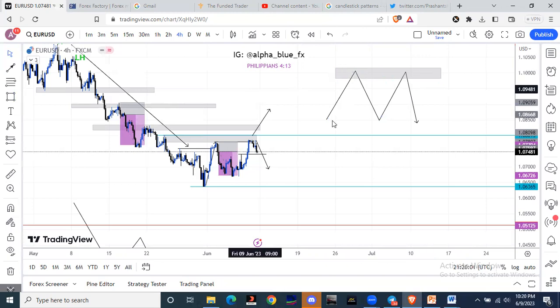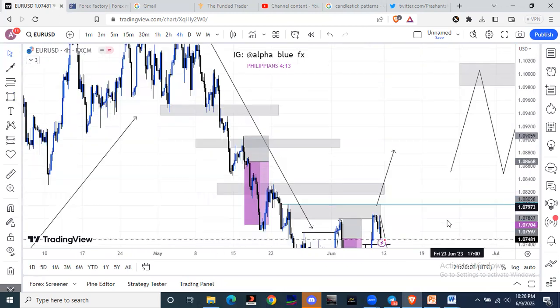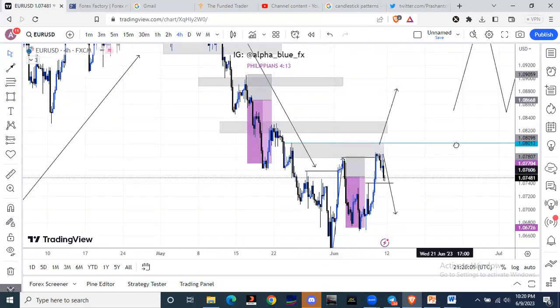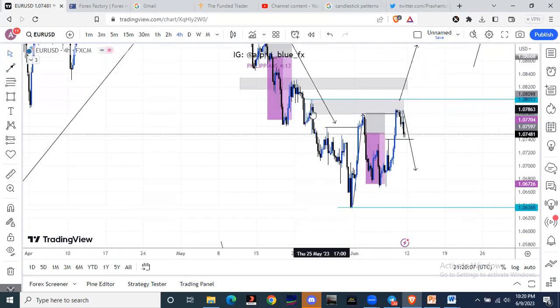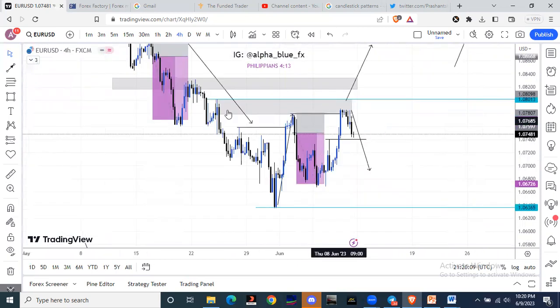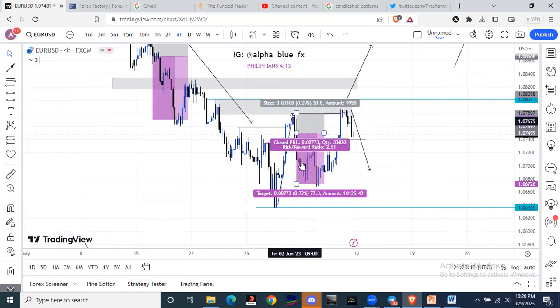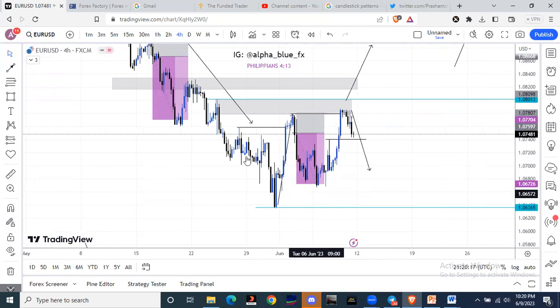Shall I give you an example of double top on the chart? Yes. Now, this is a good example of a double top. This is one top, this is another top. So you could say here is a double top. And as you can see, we saw a bearish movement, and price pushed to the downside. So this is one example of a chart pattern.